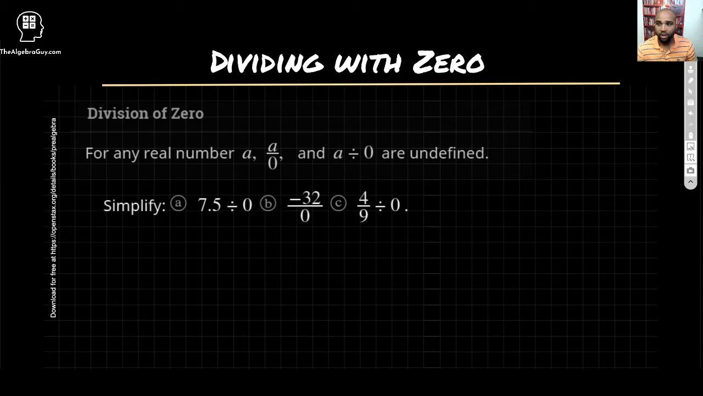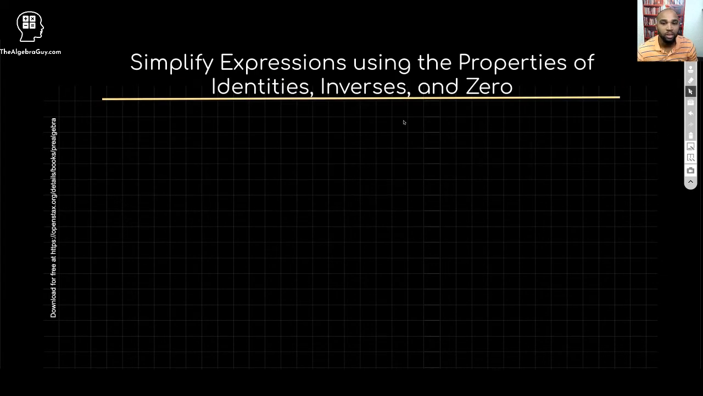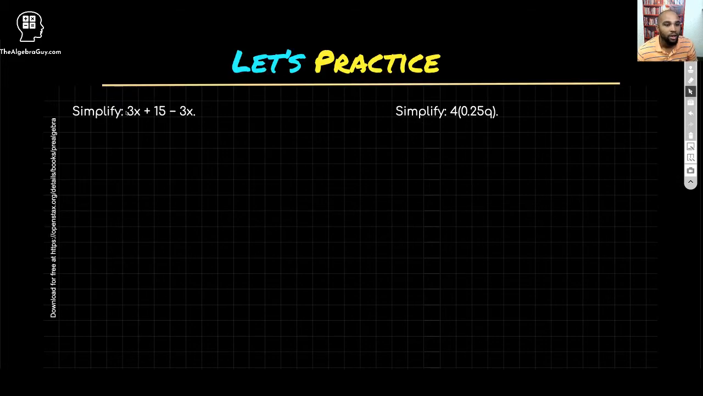All right, so here we go. 7.5 divided by 0. Don't even waste your time writing that down. I could just look at that and say undefined, undefined, and undefined. Simple, easy. Okay, I'm done. All right, so let's practice here with some of the things we talked about as we close this up.